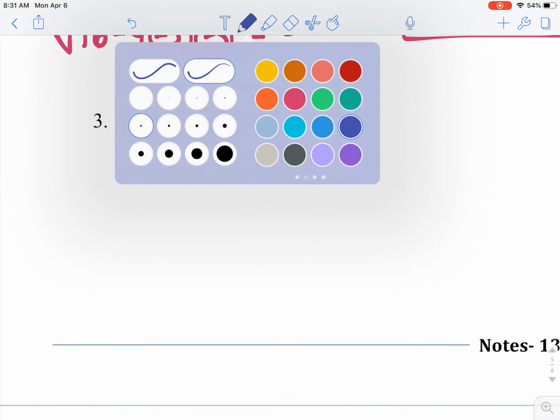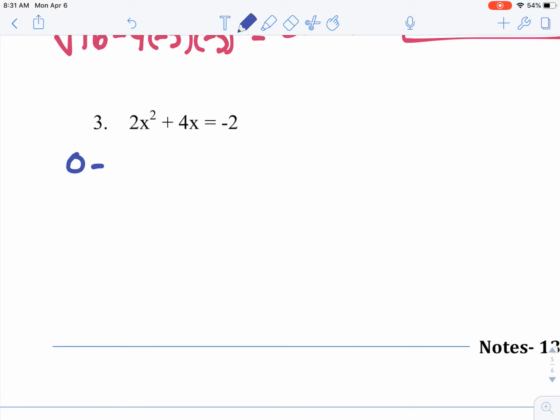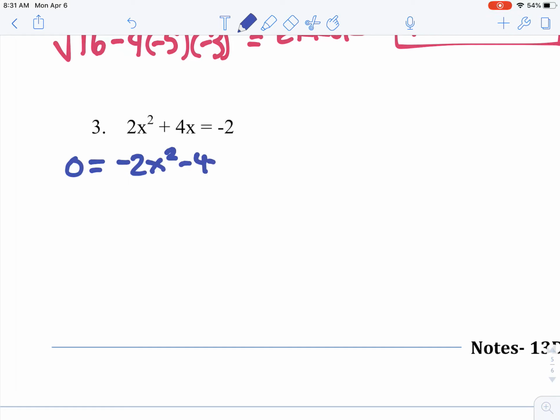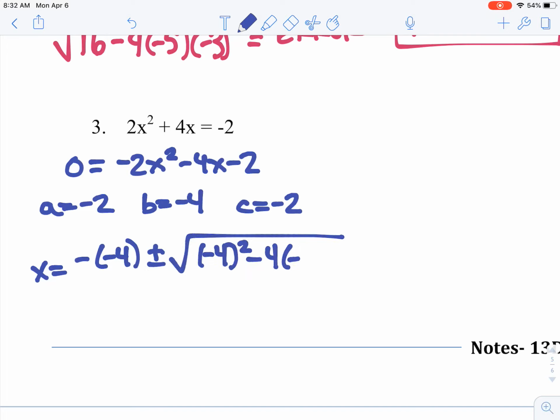Okay, our last example, number 3. We have to get everything on one side of the equal sign. Then I can identify A, B, and C, and fill in my quadratic formula. So we have negative 4 plus or minus the square root b squared minus 4 times a times c all over 2a.